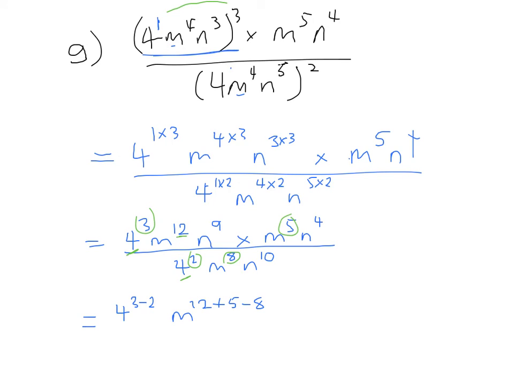And then we deal with the n's. Again up the top we've got n to the power of 9 times n to the power of 4, so plus 4, and then down the bottom is a 10 that we're taking away. And that will give us an answer of 4, 3 take away 2 is 1, so it's just 4. M, 12 plus 5 is 17, take away 8 is 9. And n, 9 plus 4 is 13, take away 10 is 3. That's our answer to that one.